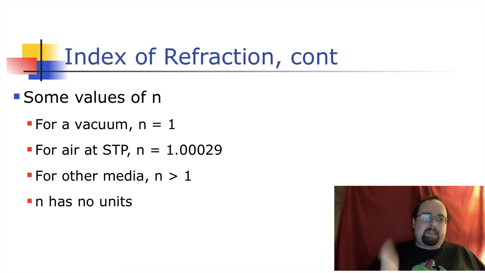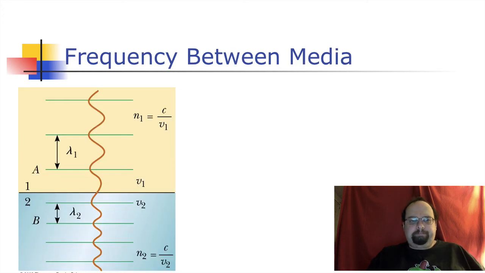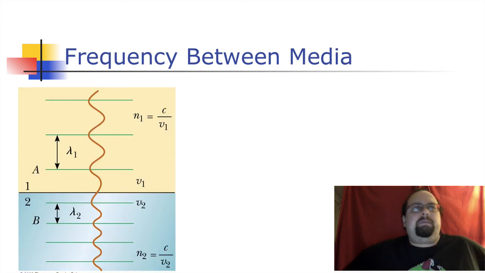So N doesn't have any units because it was speed divided by speed, so meters per second over meters per second, and they canceled out, right? So as N increases, the speed of the wave decreases. You slow it down. That's important to remember because some interesting things happen with the frequency, right?